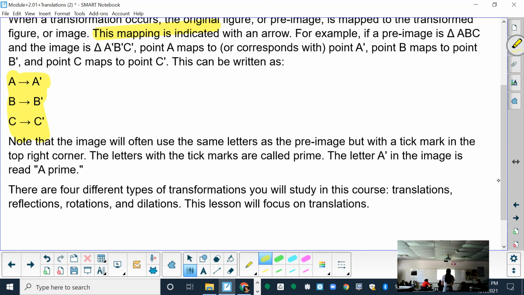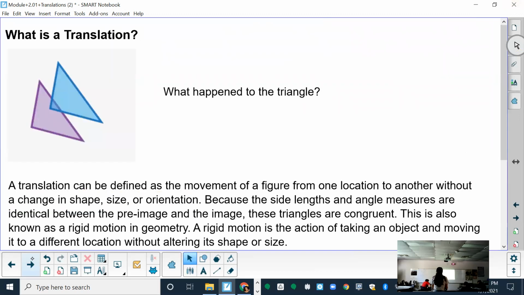And then there are 4 different types of transformations. I would highlight those. We have translations, reflections, rotations, and dilations. But today we will only talk about translation. Questions so far? All right, so what is a translation?